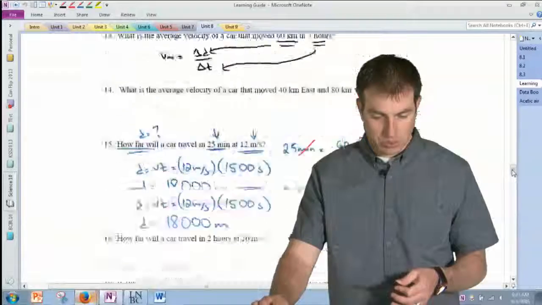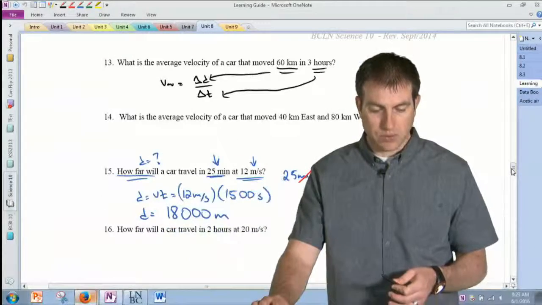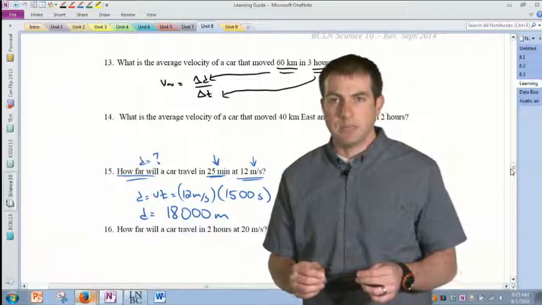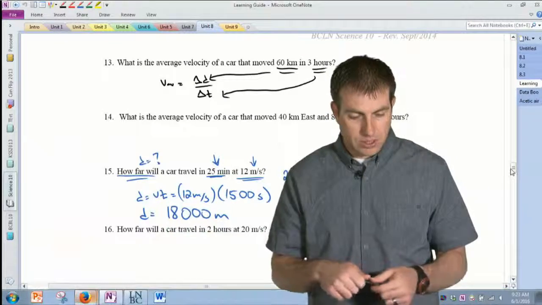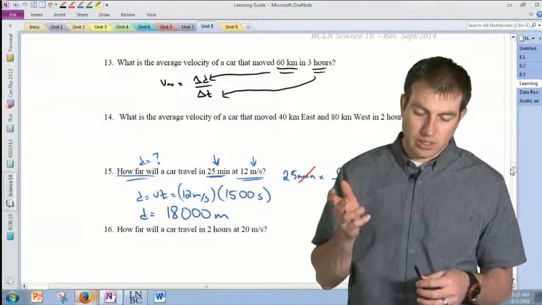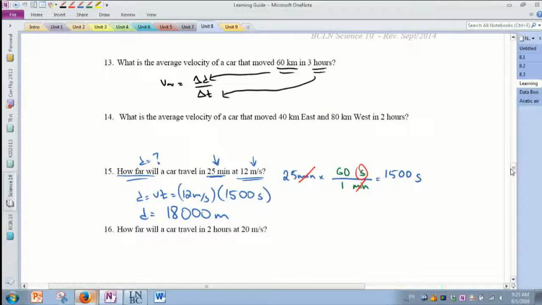But first, I can do this one for you here, Taylor. So this is page 5, number 13. This is from the Unit 8 Learning Guide. And basically, it's asking us to find the average velocity. It's given us a distance and a time. So we went to our formula sheet. We looked at the formula that had average velocity, distance, and time. And we can see that we can just use the information here.